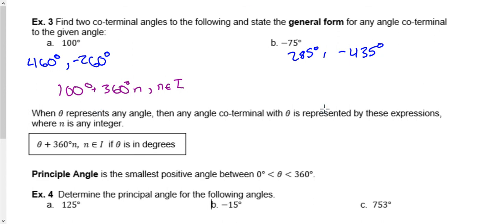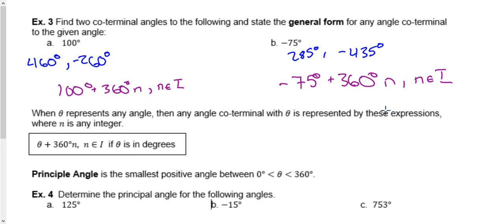To write down our equation, we're going to start off with the angle given. We're given negative 75 degrees, and we're going to go in the 360 degrees direction. But again, I'm going to put n on there, n being an element of an integer, meaning that you can't have decimals, can't have fractions here.